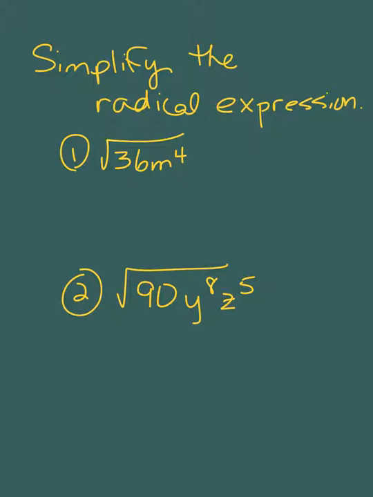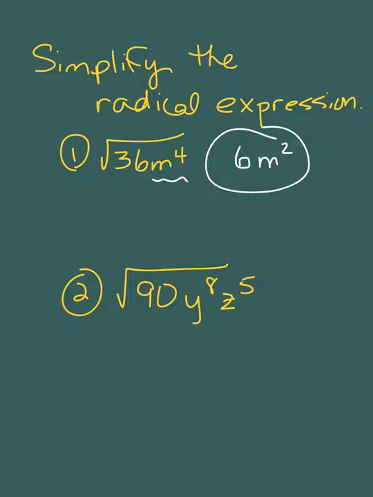So in looking at number 1, we have the square root of 36m to the fourth. So let's first look at our coefficient. Since 36 is a perfect square, the square root of 36 is 6, because 6 times 6 gives us 36. Now when we're looking at the square root of m to the fourth, we're trying to figure out if that's a perfect square, which it is because m squared times m squared is equal to m to the fourth. So that simplifies to m squared. So our final answer is 6m squared.